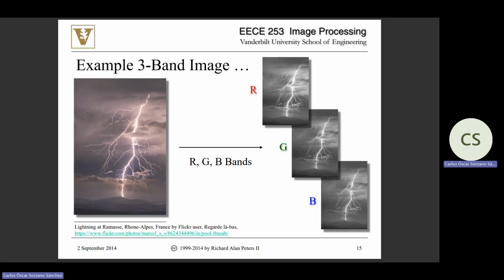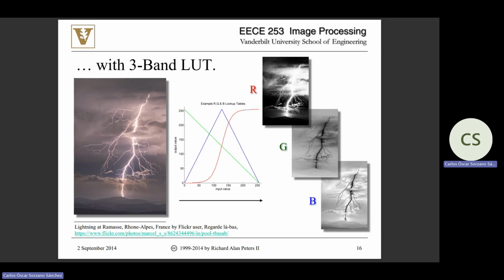Let's say that we have this image. We split it into the 3 different channels, red, green, and blue. And now we apply a different function, a different transformation to each one of the channels. So to the green channel, we will apply this one, to the blue channel, this one, and to the red channel, this one. Okay, so here we have the results.